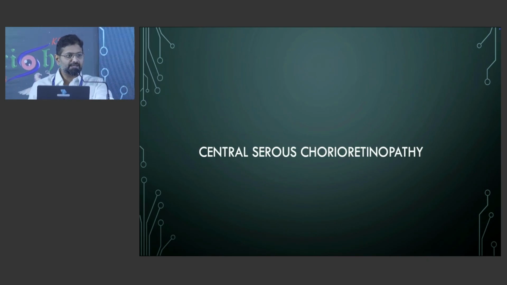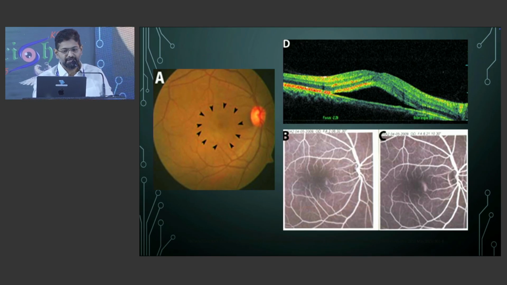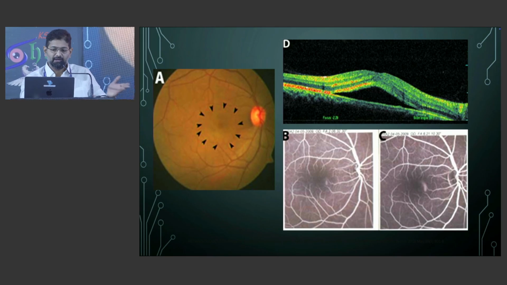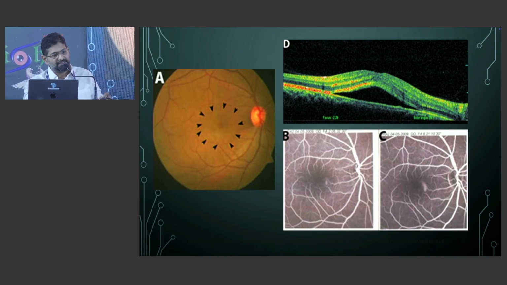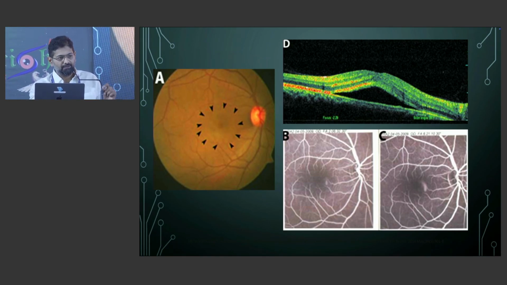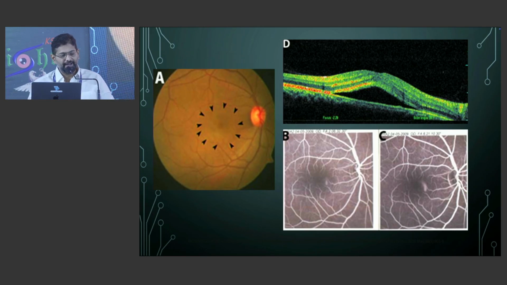So let us see a case of central serous retinopathy. Now, if you see this patient, he had macular fluid in the color fundus picture that you can see. You can see a typical dome-shaped subretinal fluid in the OCT. The FFA showed a leak just nasal to the fovea. Now, this patient underwent a focal laser. The subretinal fluid resolved, and the patient was all fine.